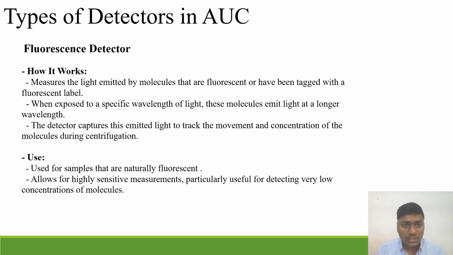Now let's see about the third detector, which is a fluorescence detector. How does it work? It measures the light emitted by molecules that are fluorescent or have been tagged with a fluorescent label. When exposed to a specific wavelength of light, these molecules emit light at a longer wavelength. This detector captures the emitted light to track the movement and concentration of the molecules during centrifugation. The major use of this detector is when the sample is naturally fluorescent. It allows highly sensitive measurements, particularly for detecting very low concentrations of molecules.